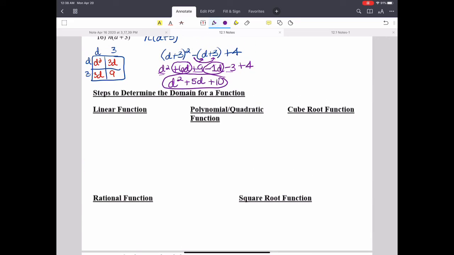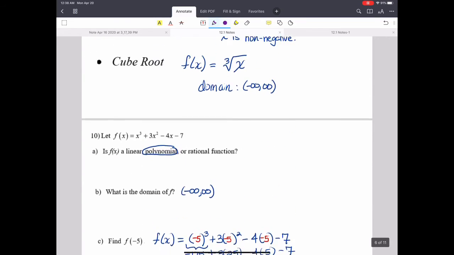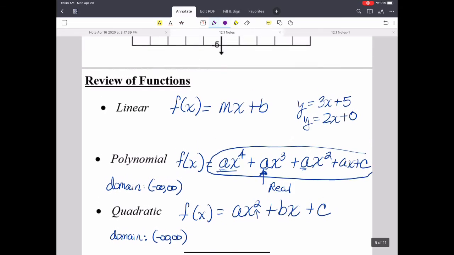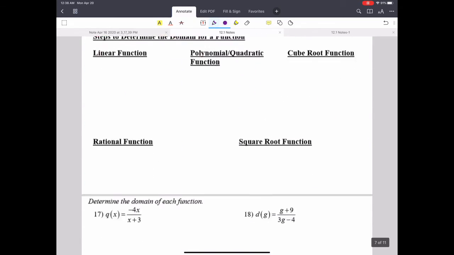The steps to determine the range for a function, I think we did that up here. So we're not going to do it again.